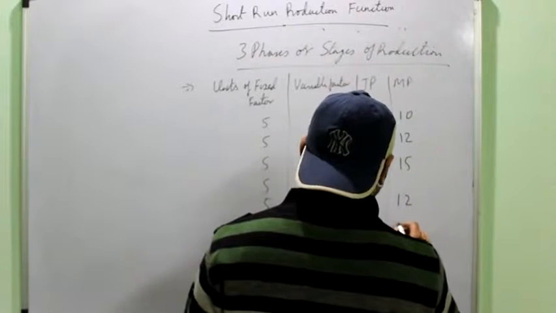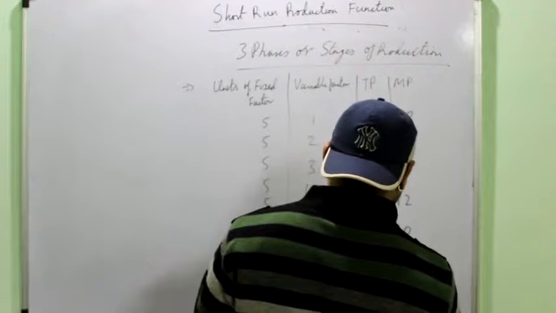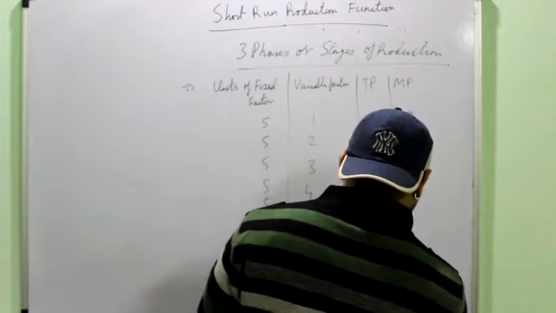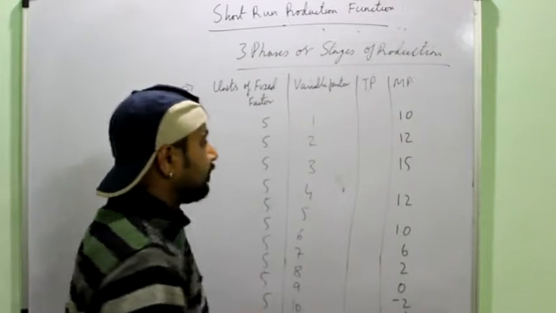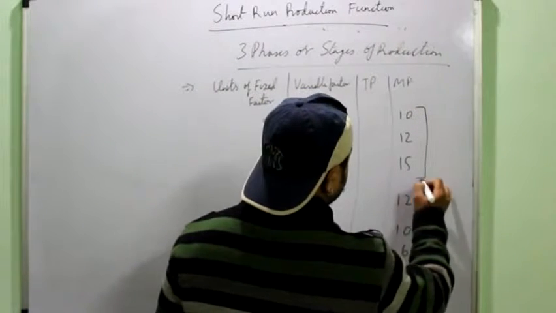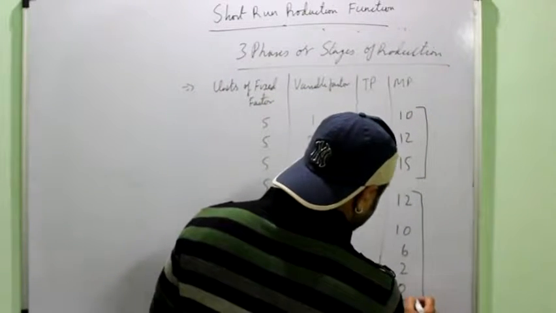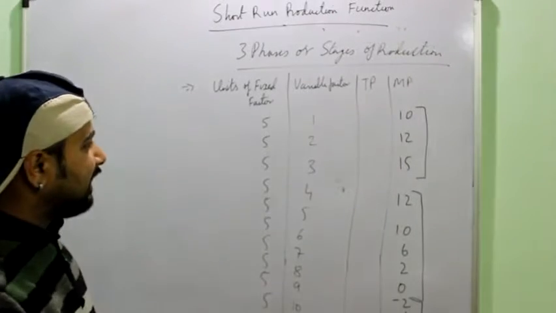Say 12, 10, 6, 2, 0, minus 2, and minus 4. Again, you can see first I have increased the marginal product, then I have decreased the marginal product, and then I have made it negative. Right? Any number you can take, any number.